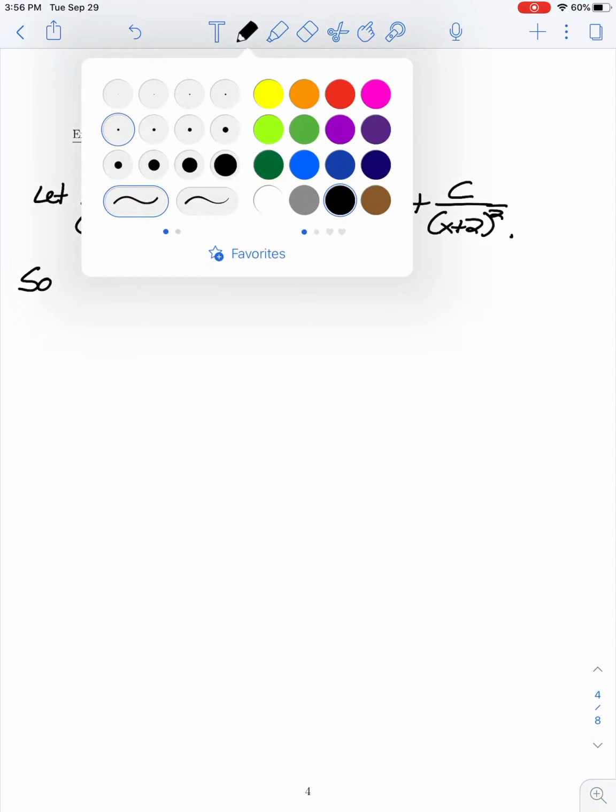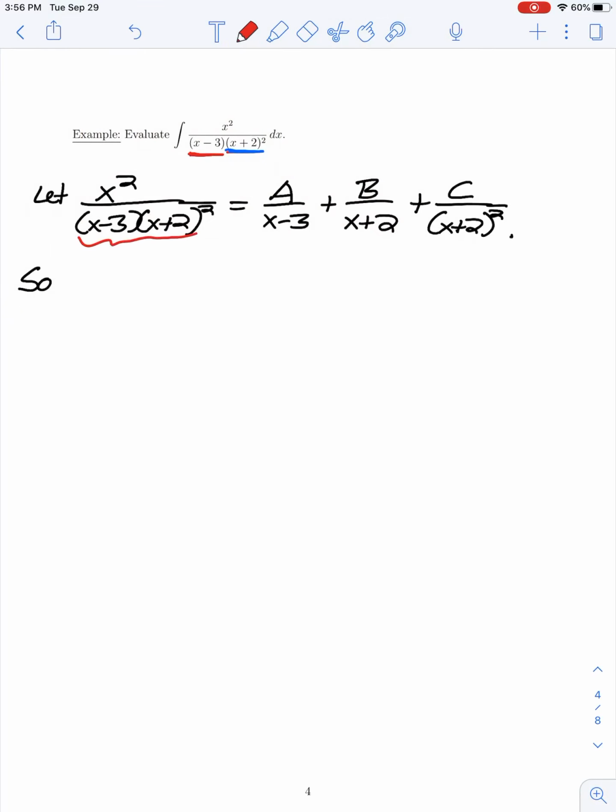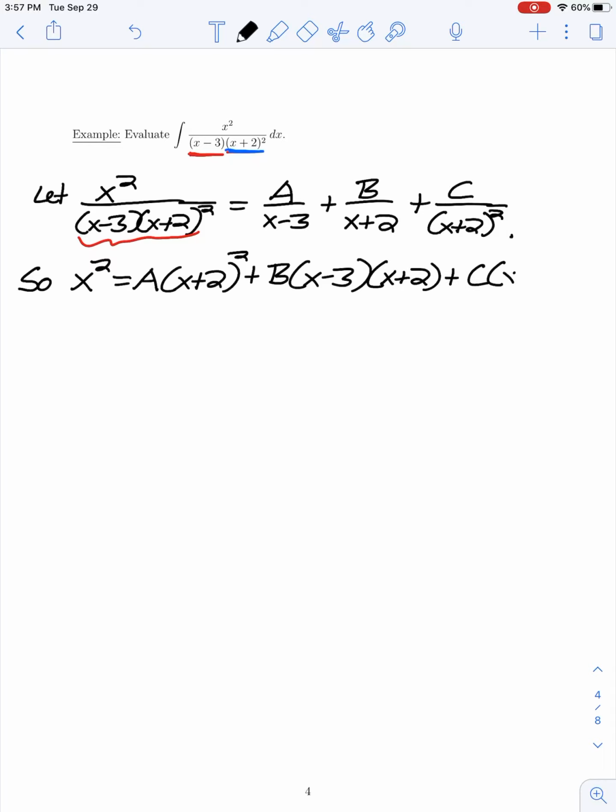So again, in order to solve for a, b, and c, I will first multiply both sides of this equation through by our common denominator. And I'm left with x squared is equal to a times (x plus 2) quantity squared plus b times (x minus 3) times (x plus 2) to the first plus c times (x minus 3) to the first power.